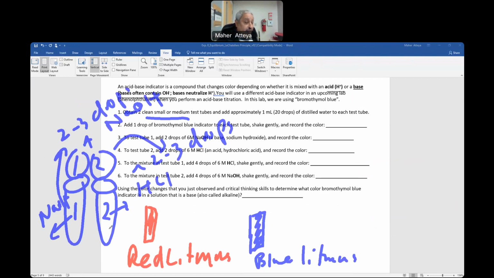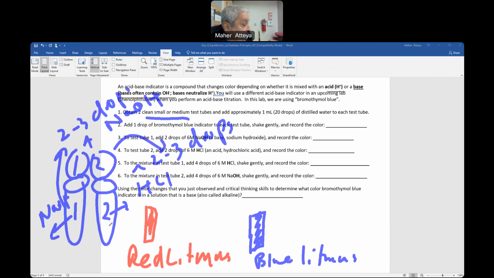Now take the blue one here and put it in the first one. The blue with the base, there will be no change. It will remain blue. Take the blue one, put it in the HCl. The blue will turn what? Right. That's acidic. Okay, that's basic. I mean, the blue one in the number 2 HCl, it will turn red, correct?